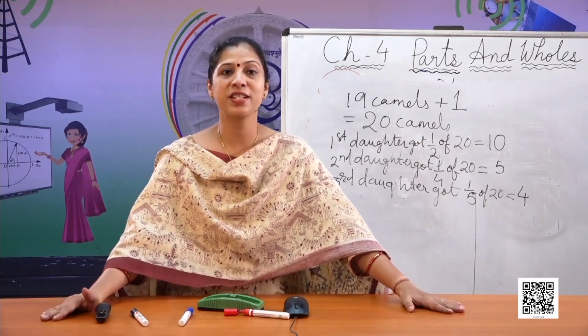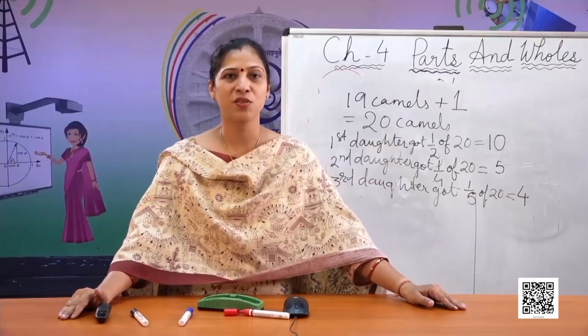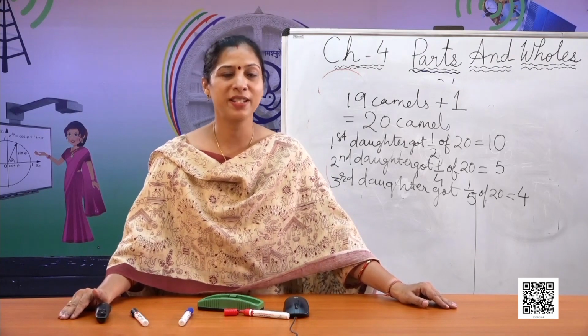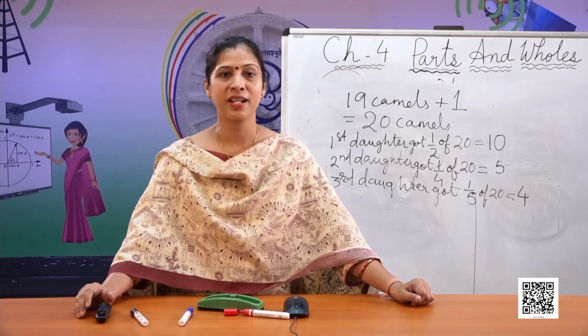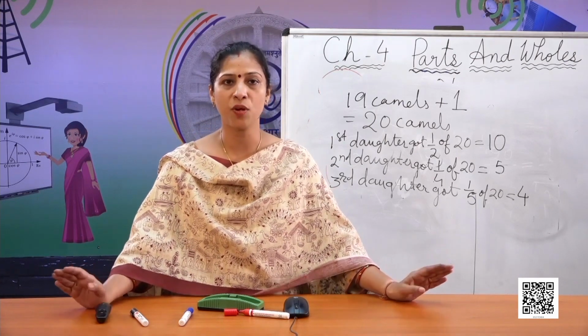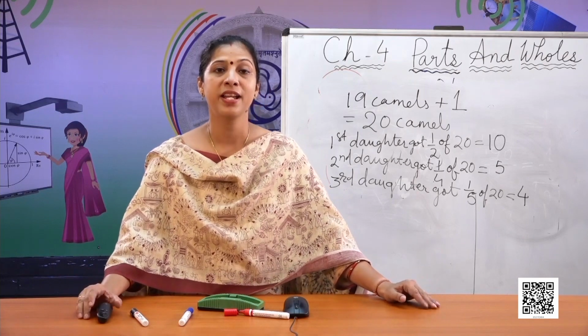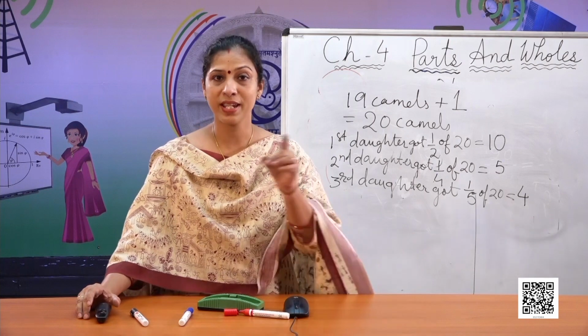So now let's see. The next question is about Arun's timetable. Now children, all of us make a timetable. When you go to school also, you have a timetable: first period, second period, third period. Similarly, here Arun has made his timetable of what he does at home, and he has divided his day into how many hours? You can see on the strip.